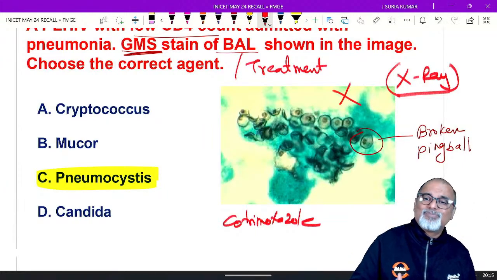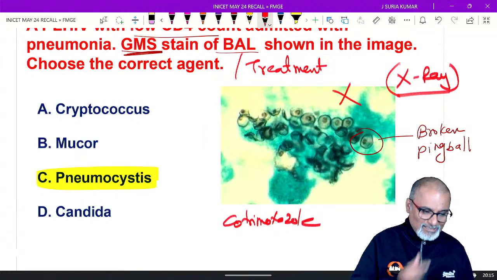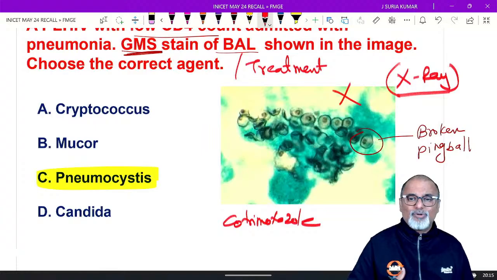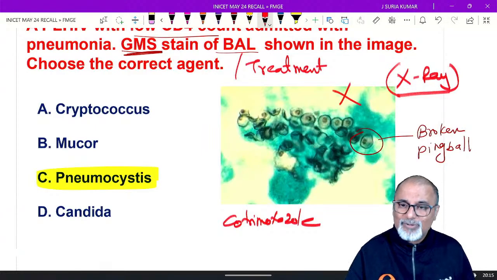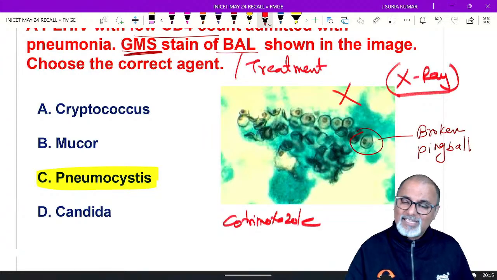What type of pneumonia is important? Interstitial pneumonia and lobar pneumonia, that is important. In case of consolidation, lobar pneumonia, bacterial pneumonia, go for Streptococcus. In case of interstitial pneumonia, it may be cytomegalovirus. Many people are there.